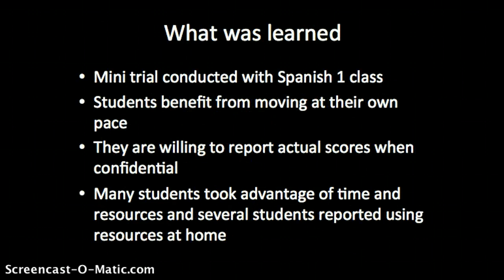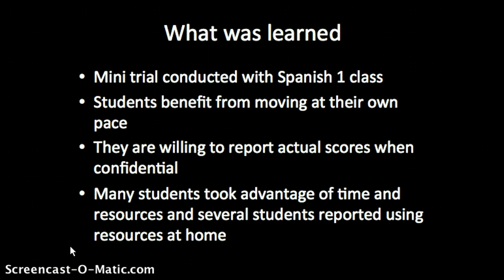At the time of this project, I hadn't had the opportunity with my Spanish 2 students to run the final exam unit, so I conducted a mini trial with my Spanish 1 class. Instead of a full review of the entire semester's worth of chapters, we chose the one chapter that they were going to be tested on coming up.